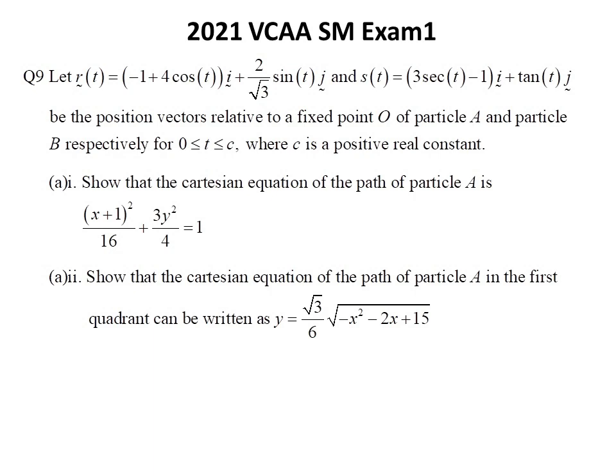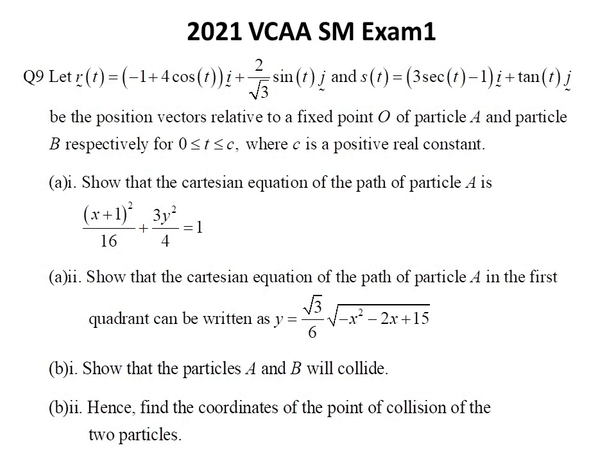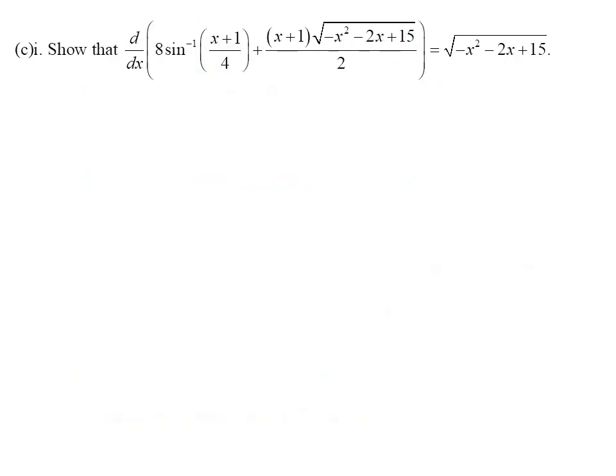In part B, there are 2 sections, and the first one is to show that particle A and particle B will collide. Section 2 is to find the coordinates of the point of collision of the 2 particles. Part C also has 2 sections.